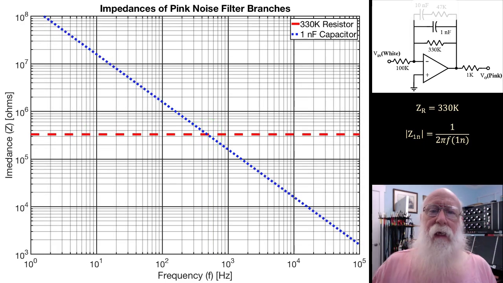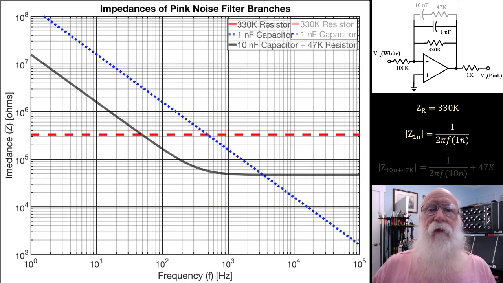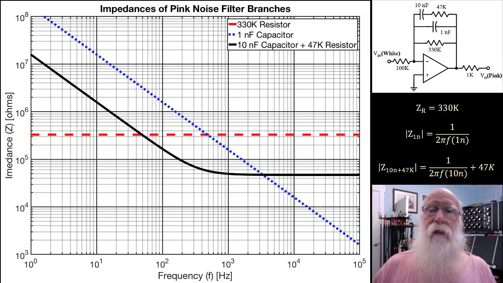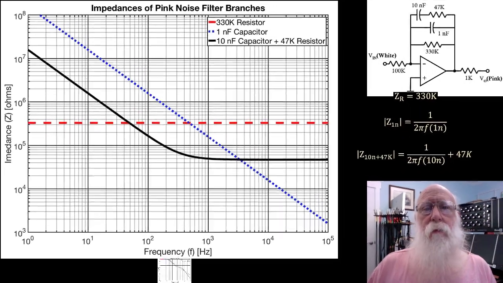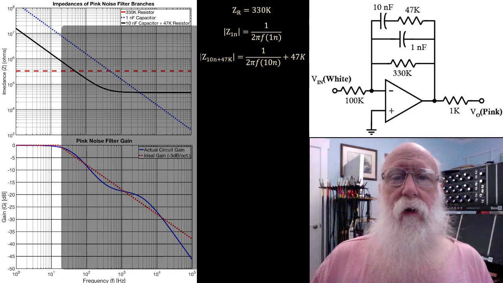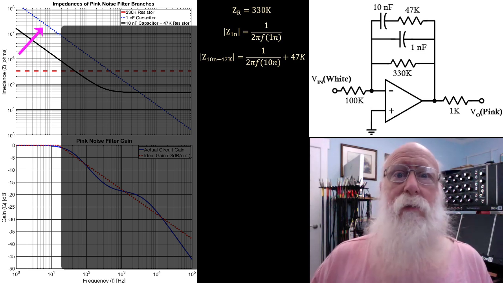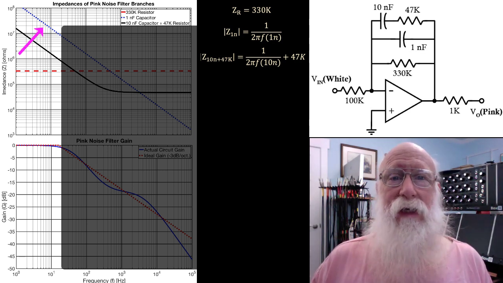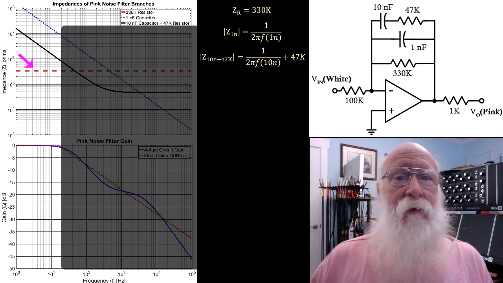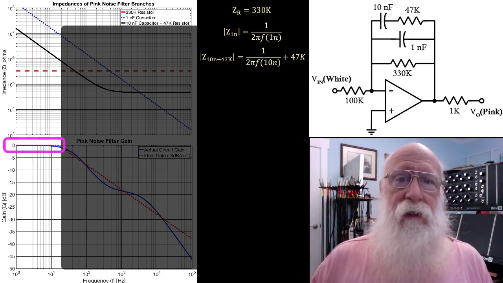Finally, let's add that third branch, the one with the 10 nanofarad and the 47K resistor. At sub-audio frequencies below about 20 Hertz, the 330K impedance is considerably less than the 10 nanofarad branch, which in turn is considerably less than the 1 nanofarad impedance, and so the 330K is close to the overall parallel combination. The others drag it down just a tiny little bit, but it's very, very small, and so for sub-audio frequencies, the response is almost flat.